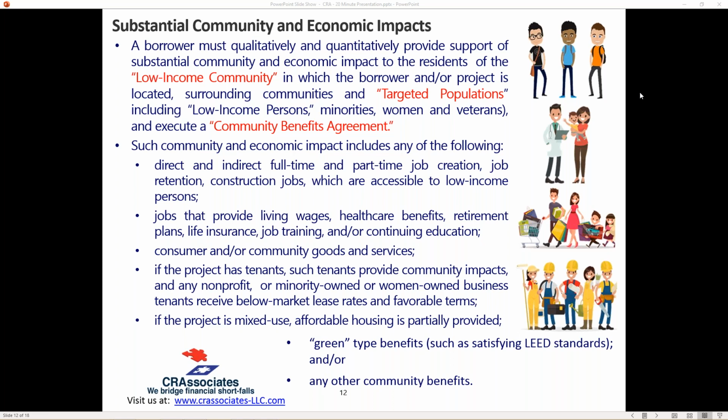No borrower can check all of the boxes. However, as many boxes as can be checked, the better. Borrowers are required to execute a community benefits agreement, pursuant to which they are required to use, quote, commercially reasonable efforts so that its projected community and economic impacts are realized during the 7-year compliance period.